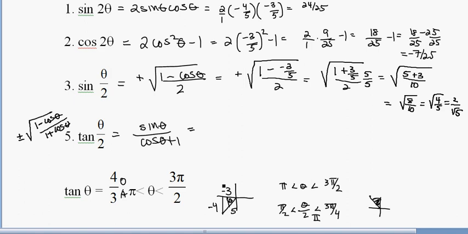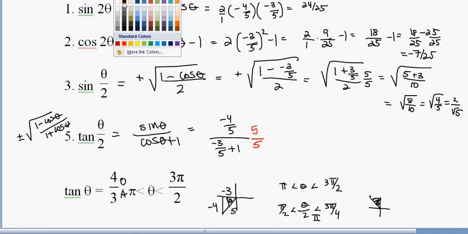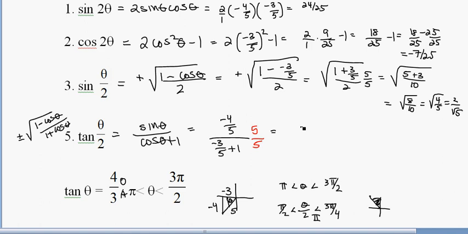So the sine of theta is equal to opposite over hypotenuse, so that's negative 4/5. The cosine of theta is negative 3 over 5 plus 1. I'm going to multiply top and bottom by the common denominator, which is 5 over 5. I really like that red. It's nice. So that gives me negative 4 all over negative 3 plus 5. So that's negative 4 over 2, which is equal to negative 2.